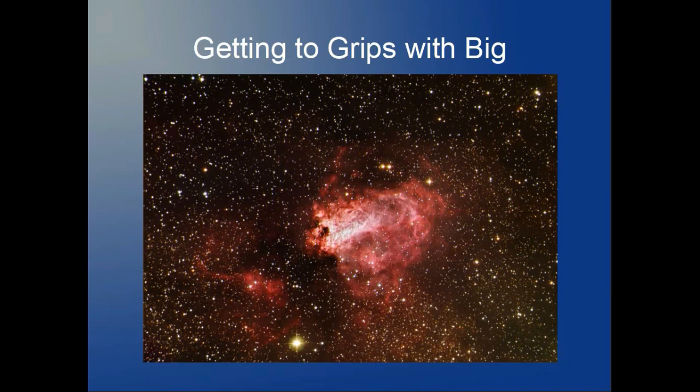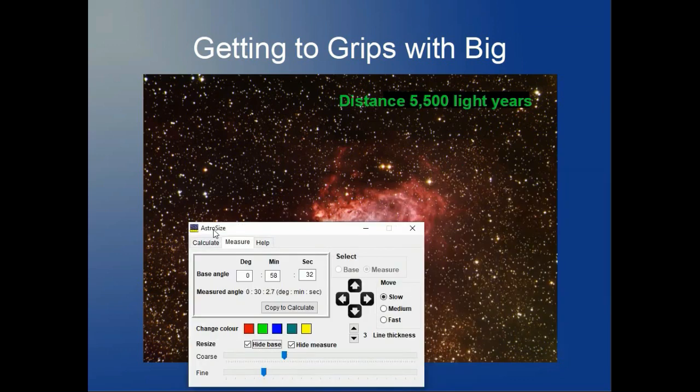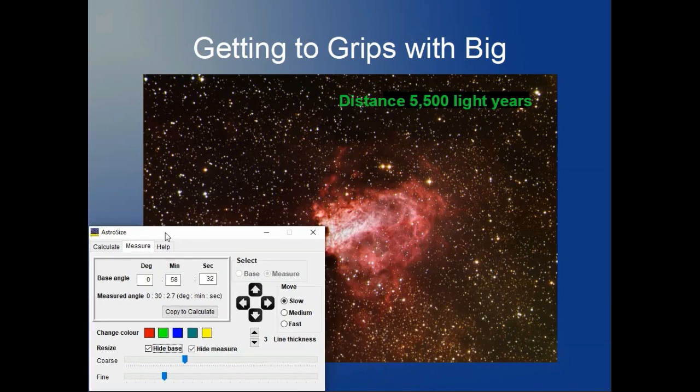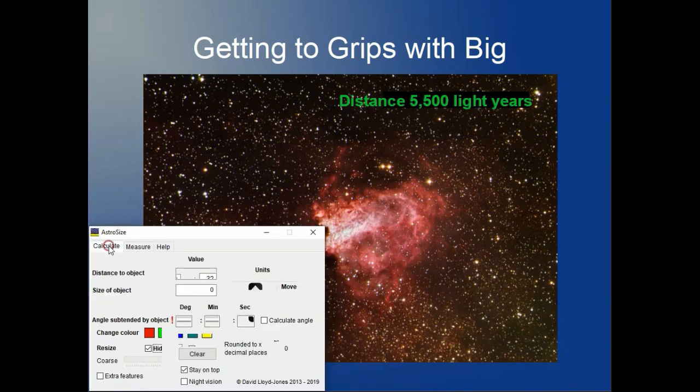It lies in the constellation of Sagittarius and is 5,500 light-years away. First of all, let's determine the size of the bright part of the nebula in this area here, and to do that we'll bring back AstroSize, and we'll use it as we did before. Now I know we've gone through this process already, but please bear with me.